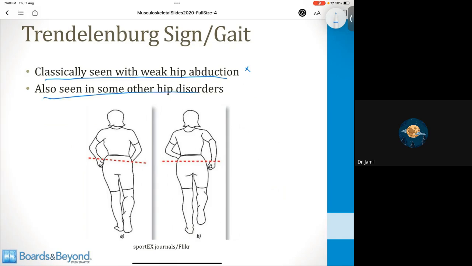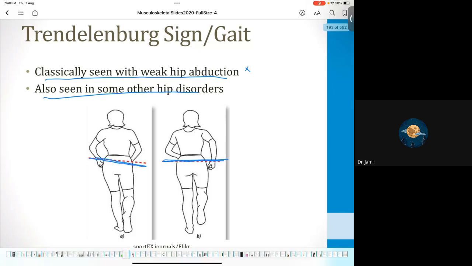So this is how a normal individual is: the plane is really straight. But an individual with compromise of the superior gluteal nerve is going to have tilting of the pelvis. You can see, right? Which is known as a positive Trendelenburg sign.